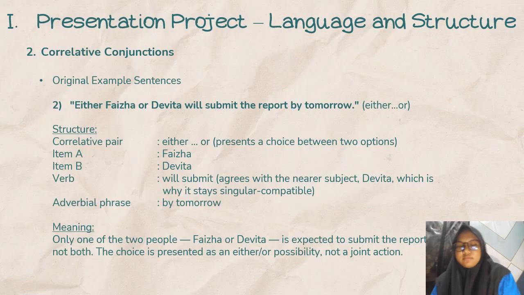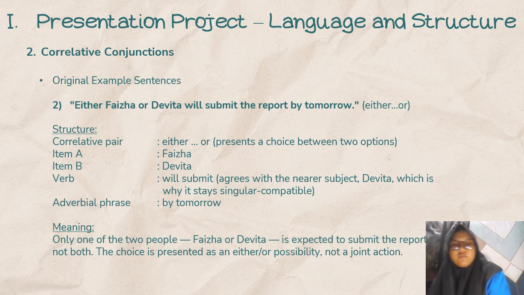Next, second example: "Either Faiza or Devita will submit the report by tomorrow." The correlative is "either...or", which presents a choice between two options. Item A is Faiza and item B is Devita. The verb is "will submit", which agrees with the nearest subject, Devita, which is why it stays singular or compatible. The adverbial phrase is "by tomorrow". The meaning is only one of the two people, Faiza or Devita, is expected to submit the report, and not both. The choice is presented as an either-or possibility, not a joint action.